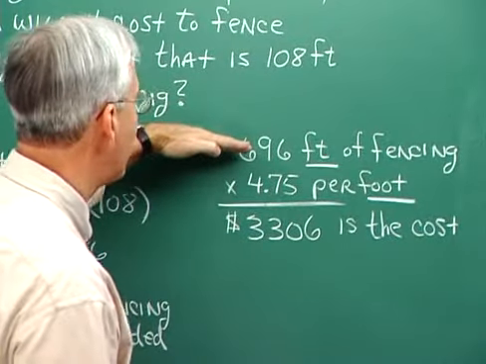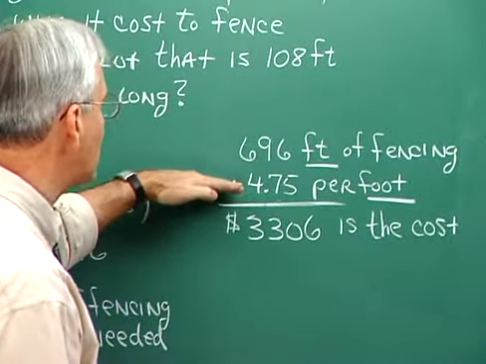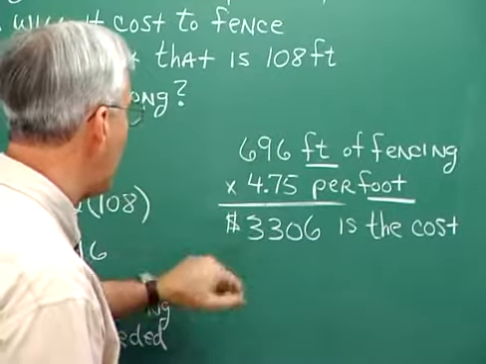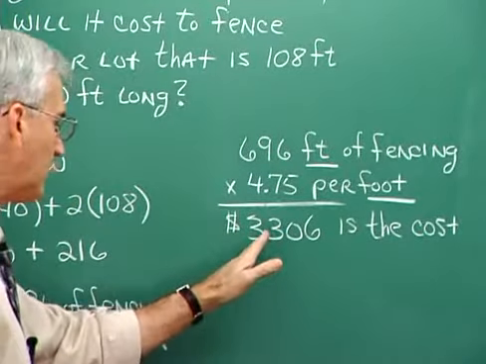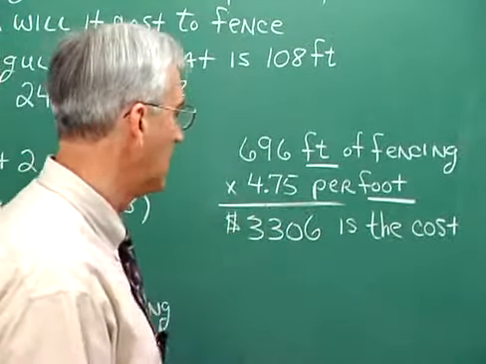So we take the number of feet of fencing that we need, multiply by the cost per foot of fencing. Multiplying, we find the result to be $3,306 for the cost of the fencing.